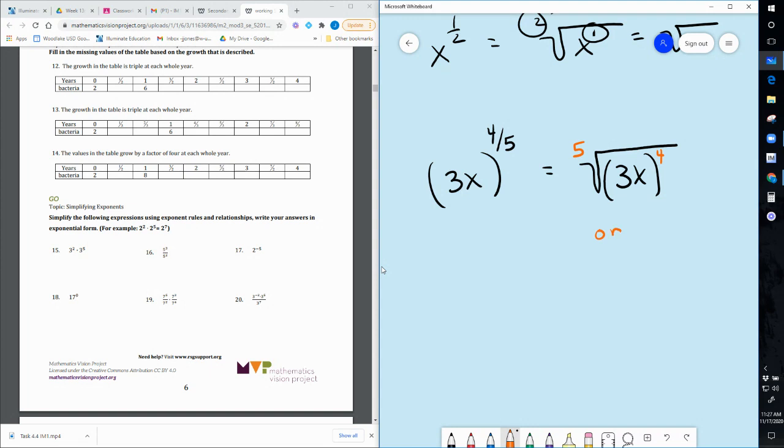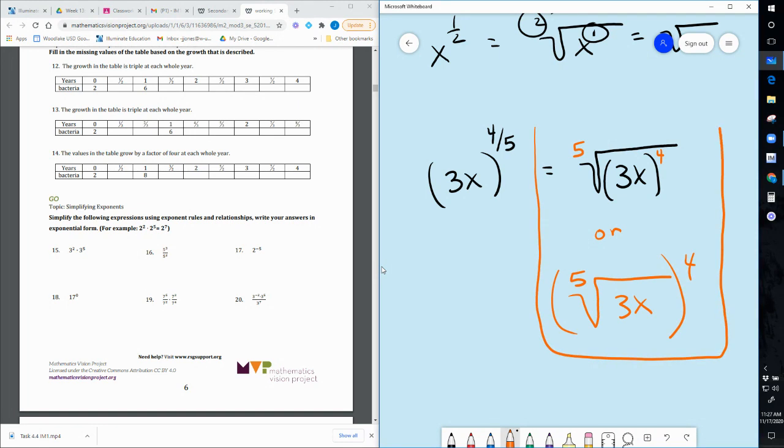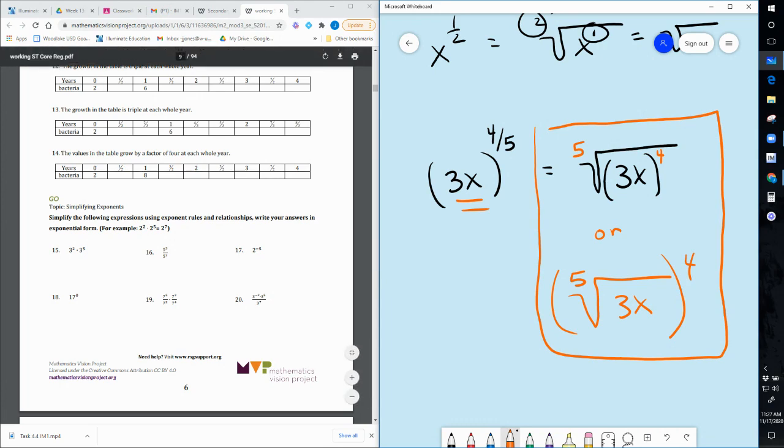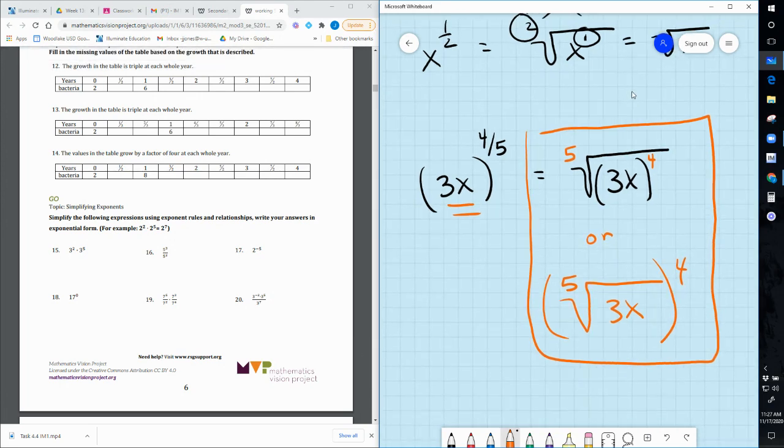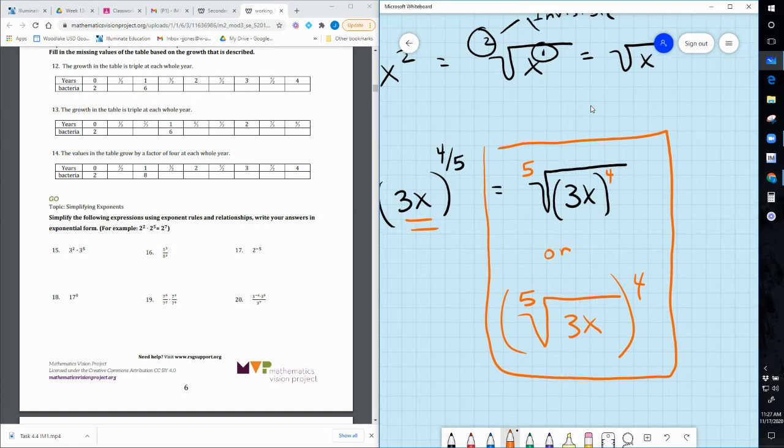Or you can write it like this: the 5th root of 3x, and all that could be taken to the 4th power. Both of these are okay, but you have to make sure you have parentheses because that entire 3x is being raised to the 4/5 power. So now you're going to have some problems like that. That's one of the worksheets I'm going to give you.